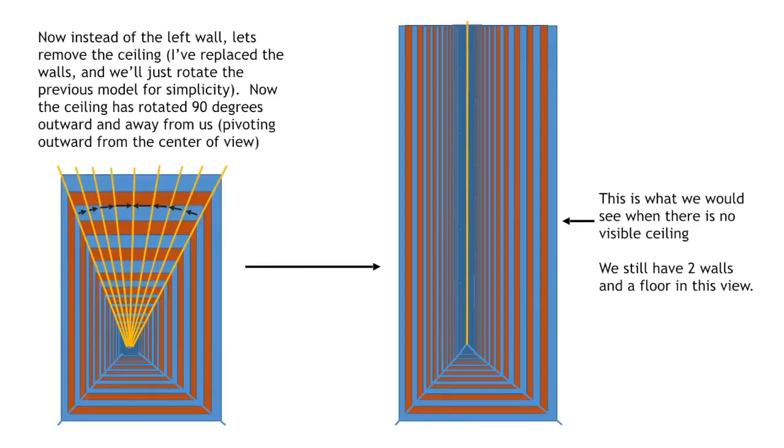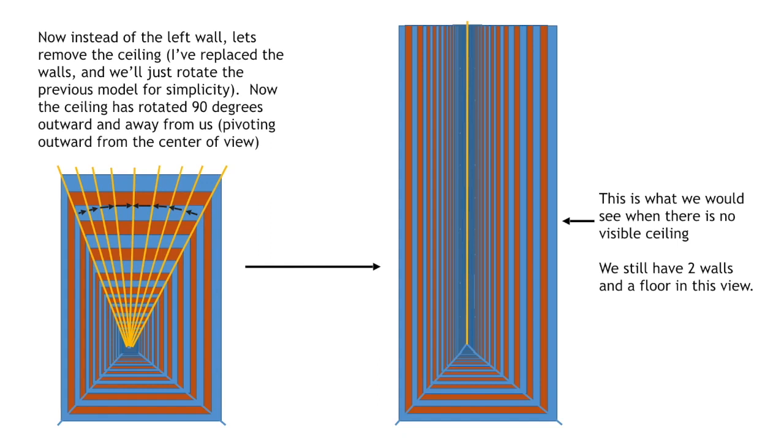So let's do this now. Instead of a left wall, let's remove the ceiling. So I've just rotated the view. I've replaced the walls, put the walls back in, and we'll just rotate the previous model so that now we're rotating the ceiling outward and away from us. Now the ceiling is rotating 90 degrees outward, and it has pivoted away to become essentially a horizontal, or in this case a vertical line. So this is what we would see. There is no visible ceiling, but we still have two walls and a floor in this view.